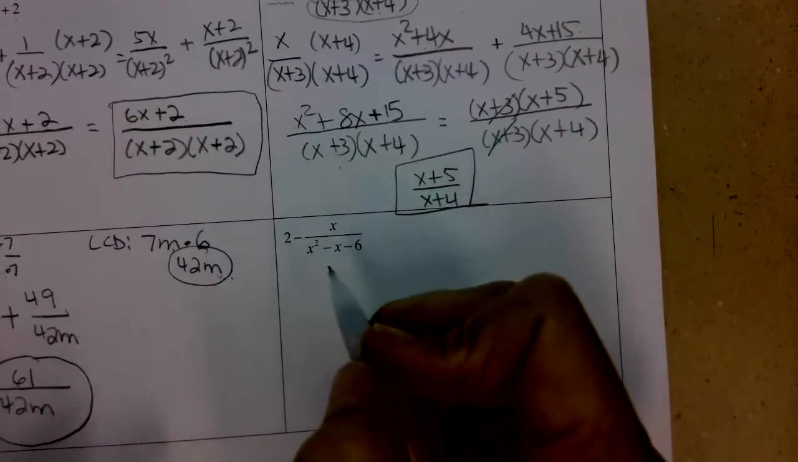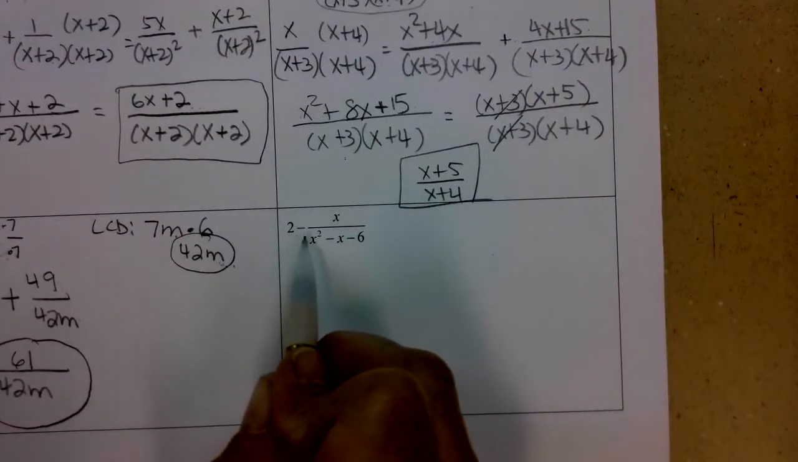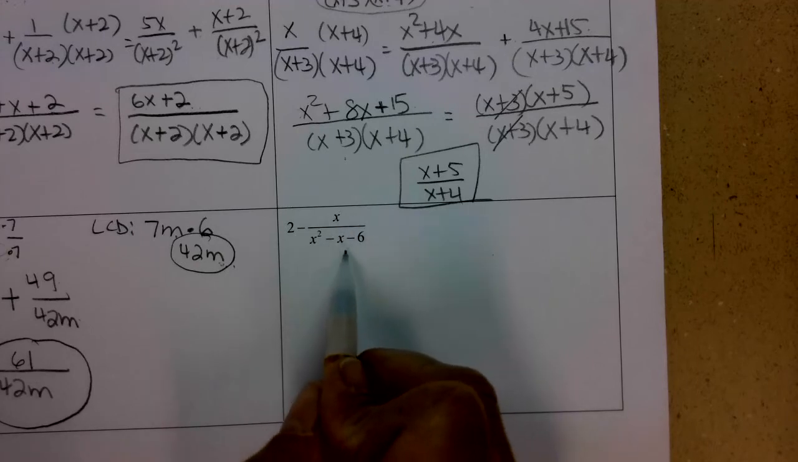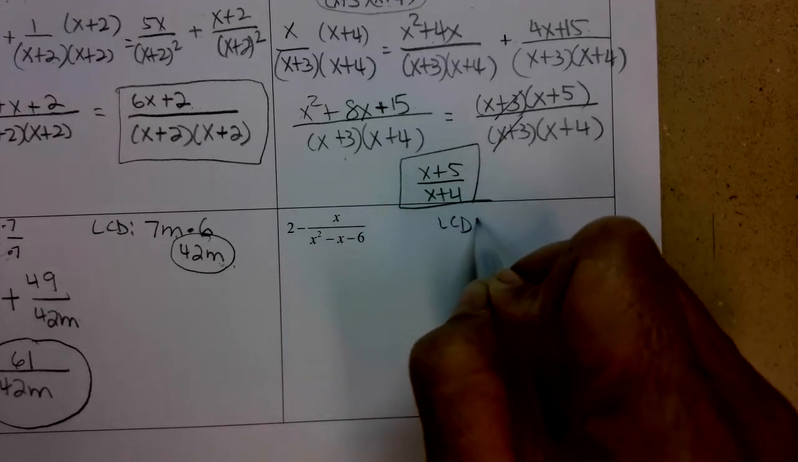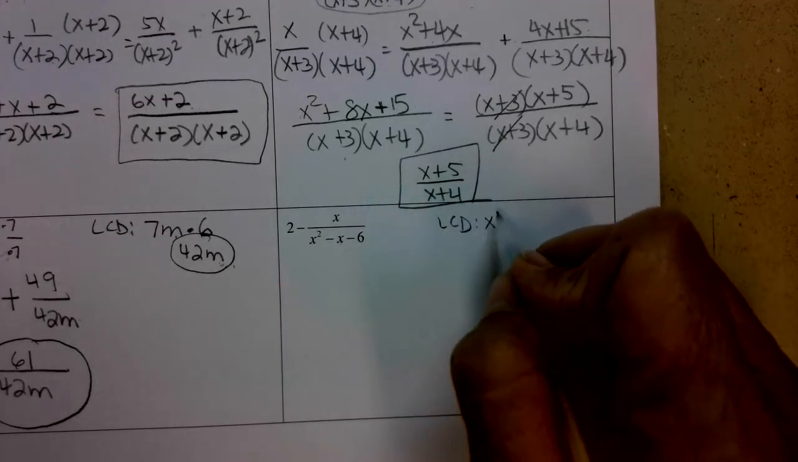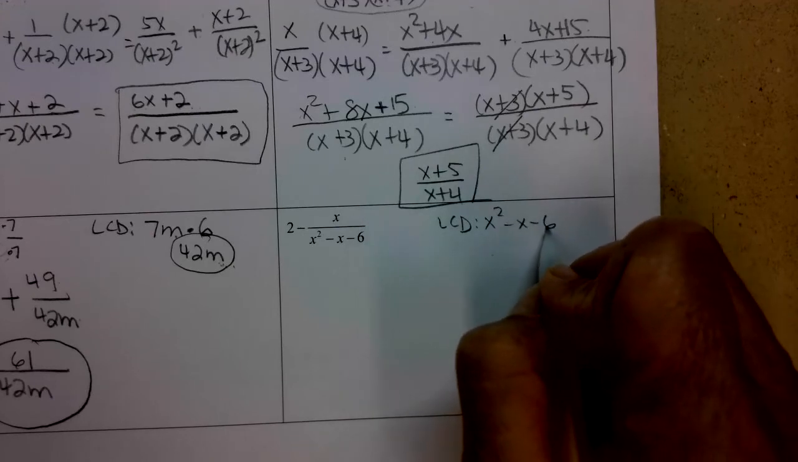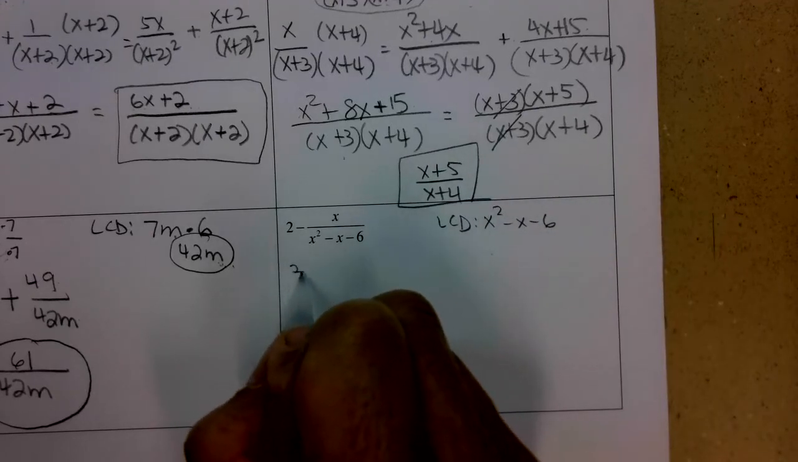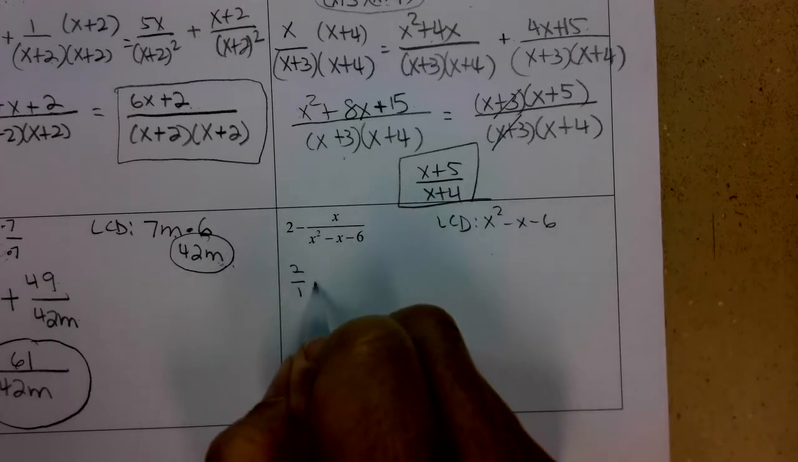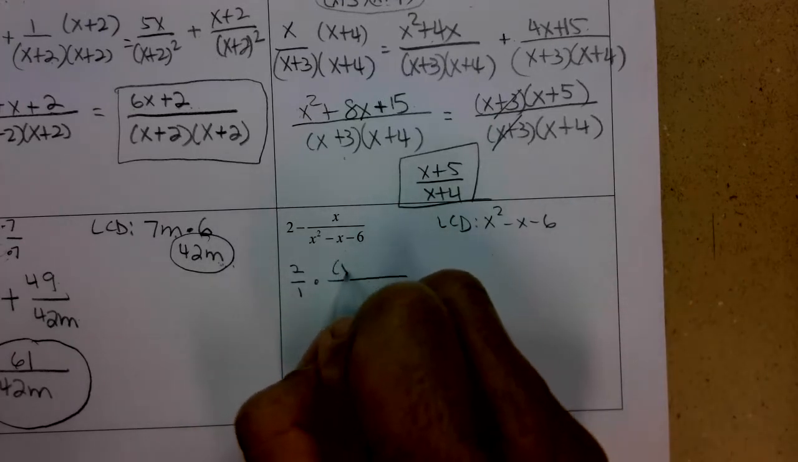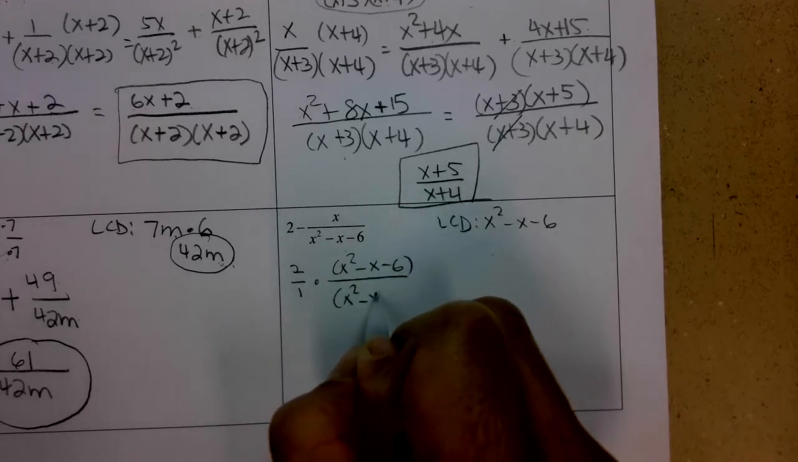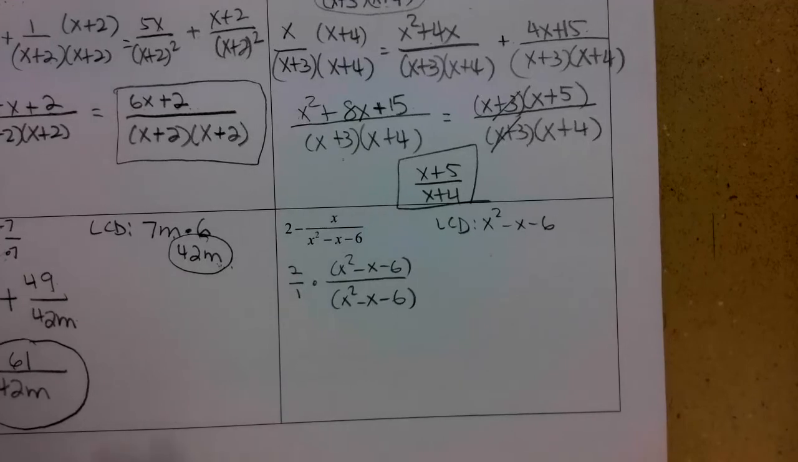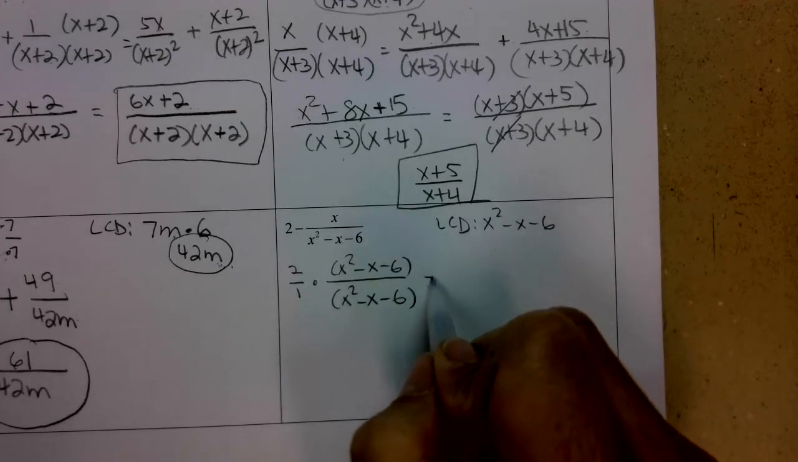Okay, last one. Now this one, I have a whole number 2, and I'm subtracting x over x squared minus x minus 6. So my LCD is that x squared minus x minus 6. That 2 we could write as 2 over 1. So I need to multiply top and bottom. Yes, it does factor, so you could factor that denominator. So top and bottom by that x squared minus x minus 6. Go ahead and do that.